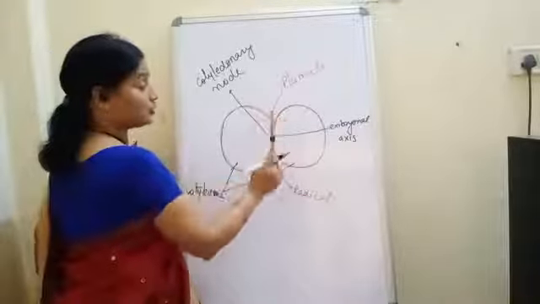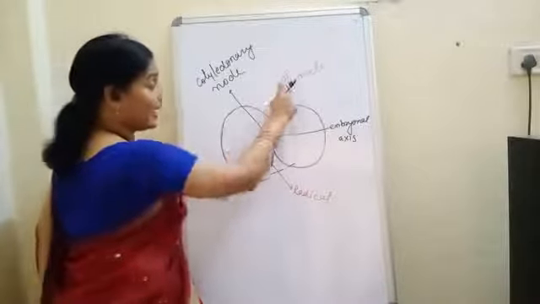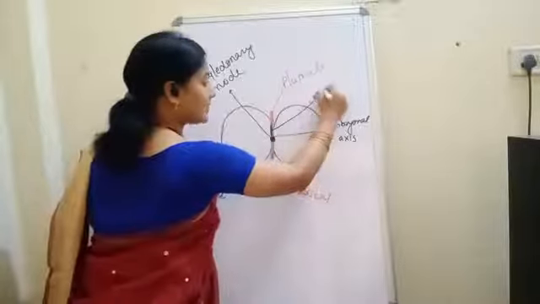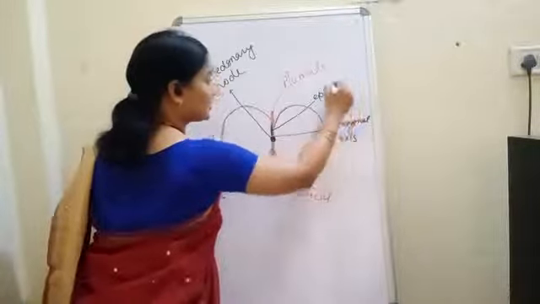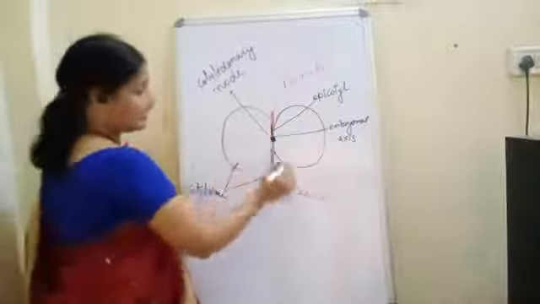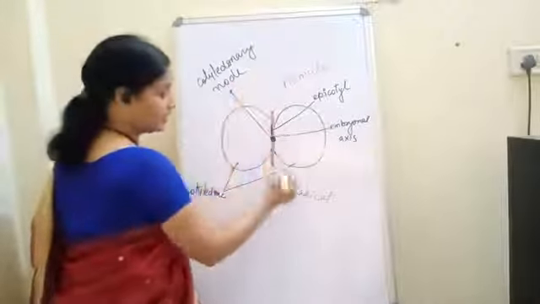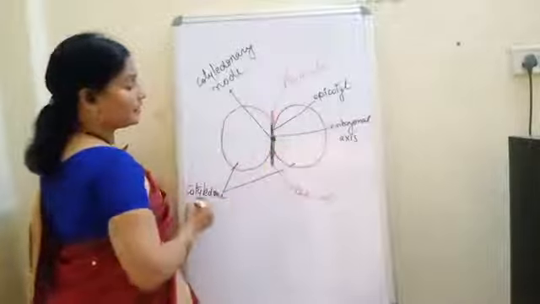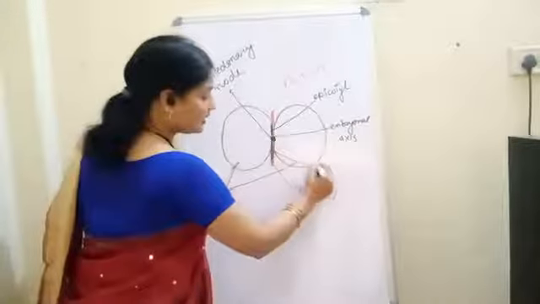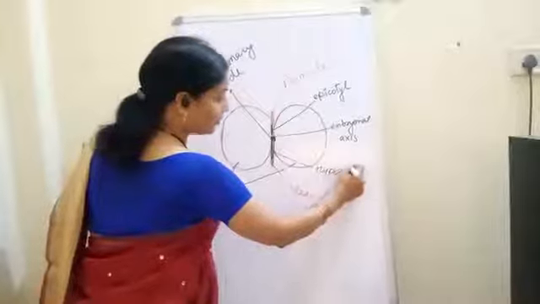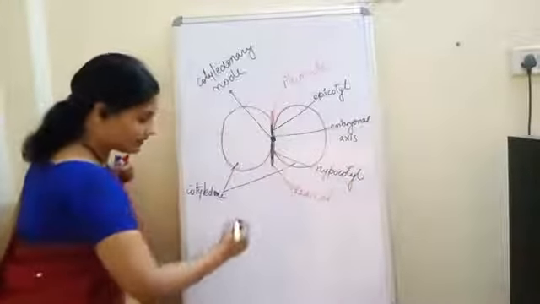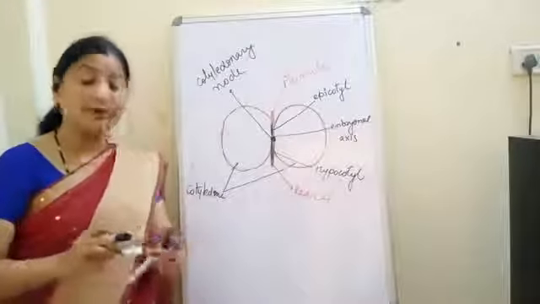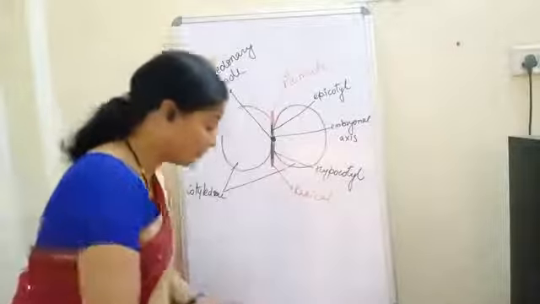The space between the cotyledonary node and plumule is called the epicotyl. Now the space between the cotyledonary node and radicle is called the hypocotyl, and this is the complete seed. So this is the complete development of the dicot embryo.